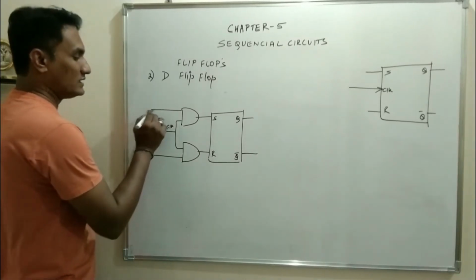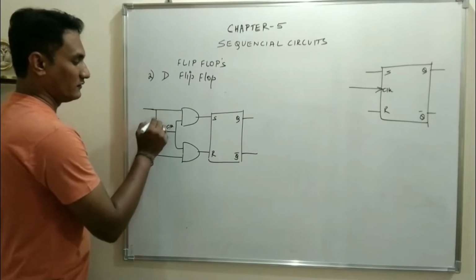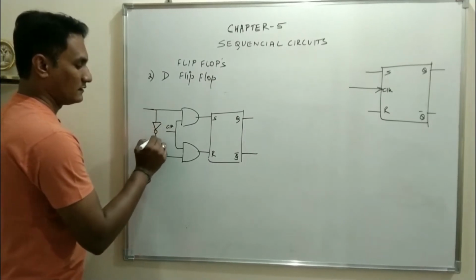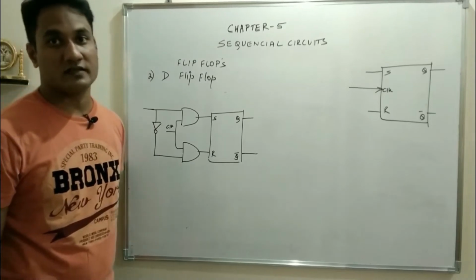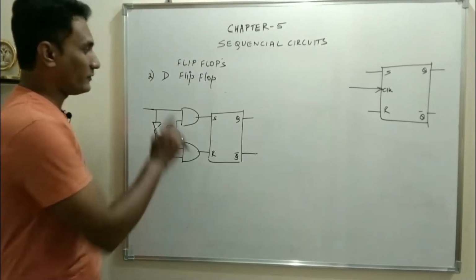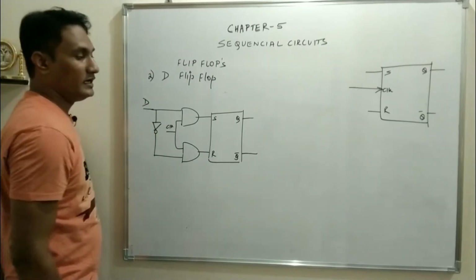And what we will do is, between these two inputs we will connect a NOT gate. That's all. This will remove the disadvantage of clocked RS flip-flop, and that type of flip-flop is called as D flip-flop. Let the input be D.